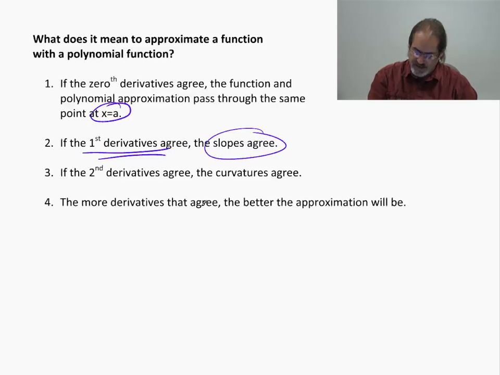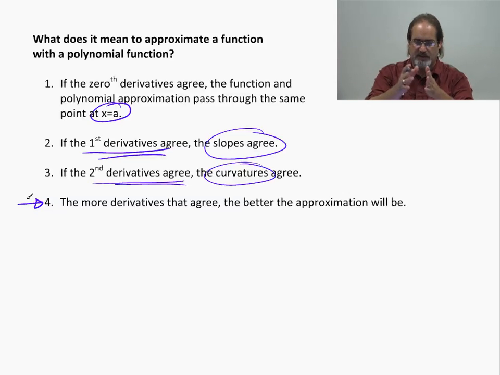And if the second derivatives agree, then the curvature, the concavity, will agree. And then if I match up more and more derivatives, then I'll get more and more characteristics, and my approximation will become better, better, better as I get farther away from that point a that I'm trying to expand it about.